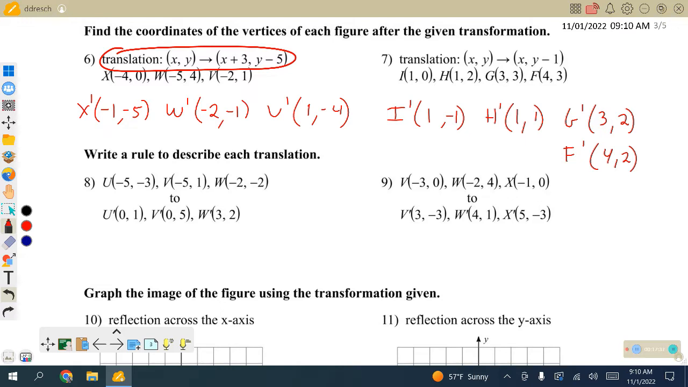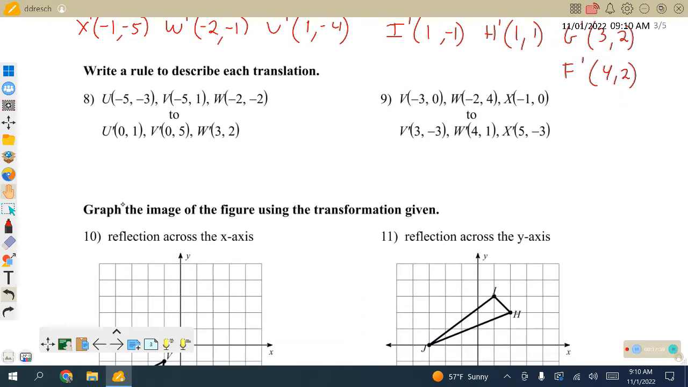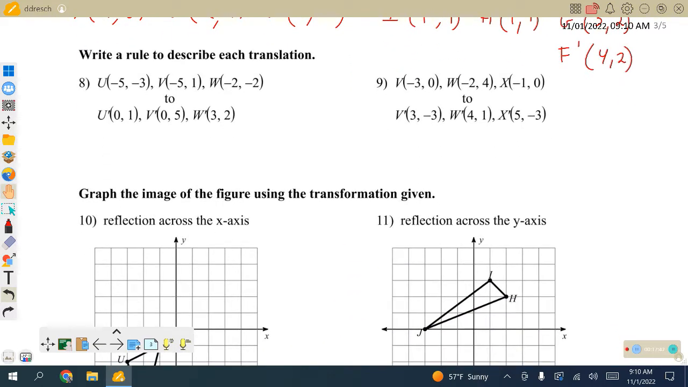So follow the point. Pick a point and follow it. U to U prime. How did U become U prime? What rule had to happen with that? And then once you create that rule, just check to make sure it works for the other points up there. Because whatever happens to one, happens to everything else. It's true for a translation, it'll be true for a reflection, and it'll be true for a rotation. So, the translation rule I'm looking for today from you guys is how we write this up.